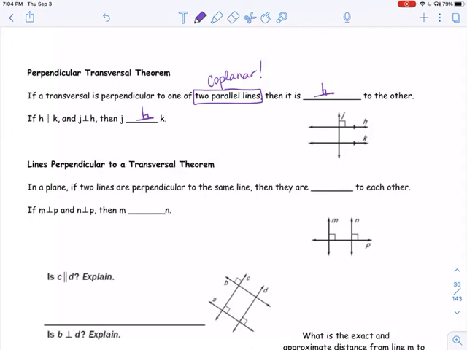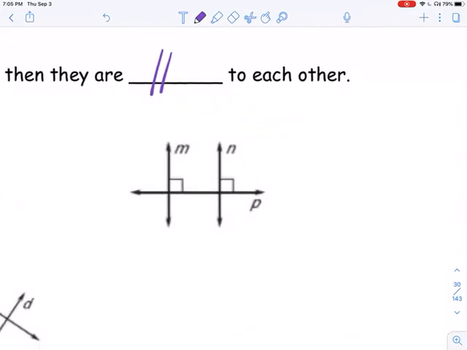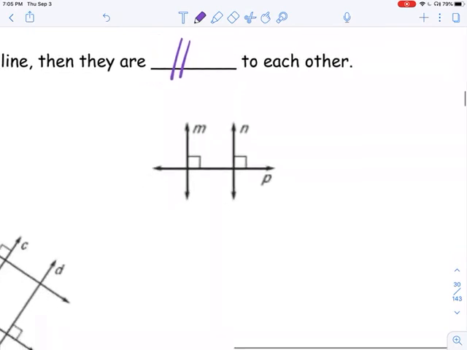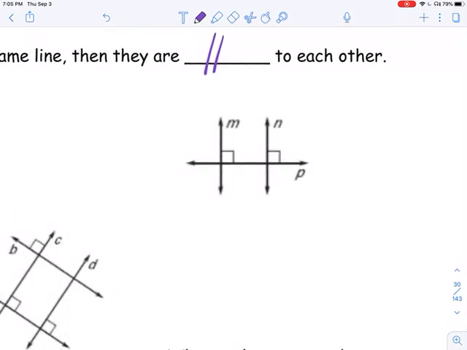In a plane, if two lines are perpendicular to the same line, then they are parallel to each other. Notice this, in a plane. So they must be coplanar in order for this to happen. If M is perpendicular to P and so is N, then M and N are parallel to each other. The reason that the in a plane matters is one of these could be tilted just a little bit and still be perpendicular.